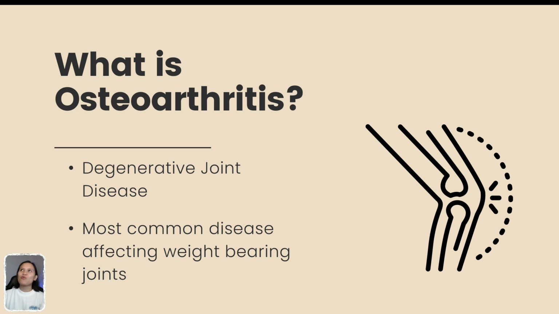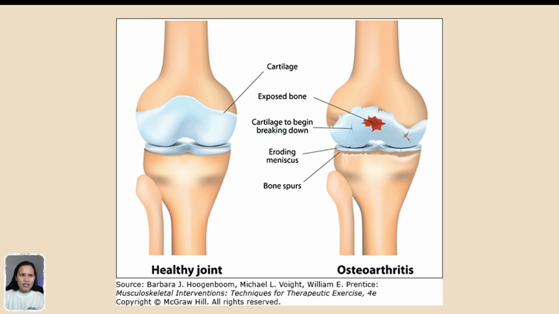So whenever we walk, whenever we run, it absorbs a lot of pressure. So these are weight-bearing joints and commonly affected by osteoarthritis. Now, what happens for people with osteoarthritis? I have here a picture of a healthy joint and a joint with osteoarthritis. So let's see what's the difference.